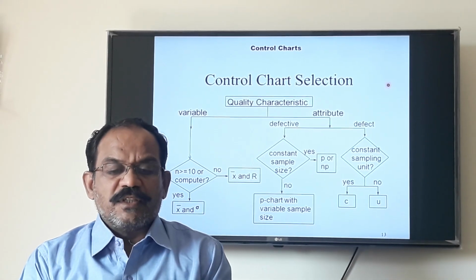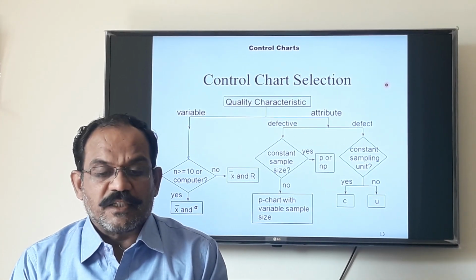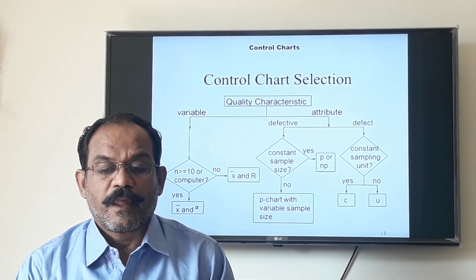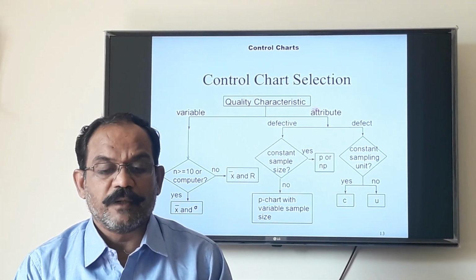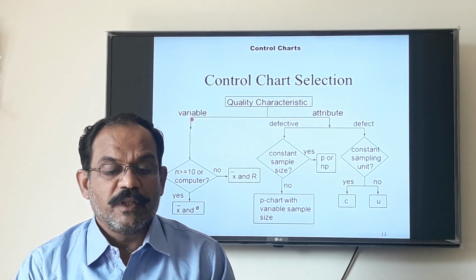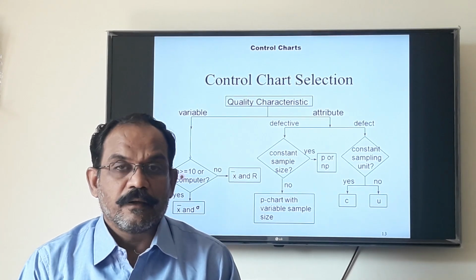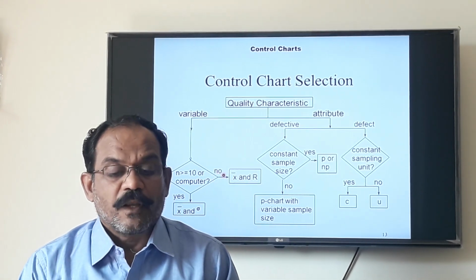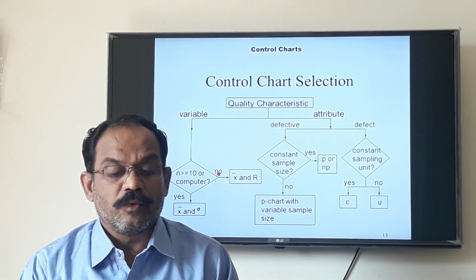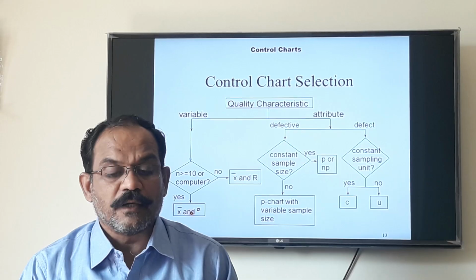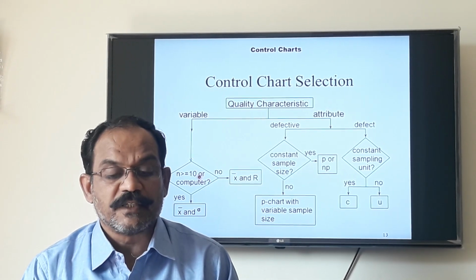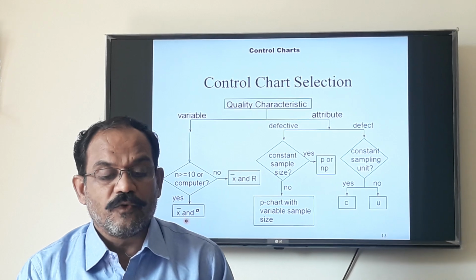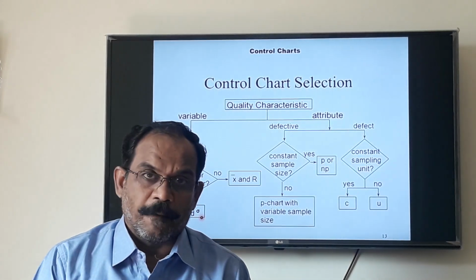Now this is the general control chart selection, how to select. Quality characteristics, if it is variable or attribute. Again, variable and attribute, depending on the data available. In the variable data, if the number of samples n is less than 10, then you need to go for the X bar and R chart. If it is greater than or equal to 10, you need to go for the X bar and sigma chart.